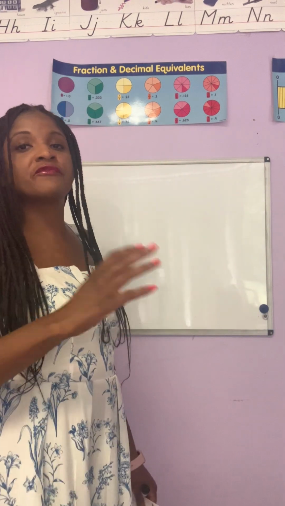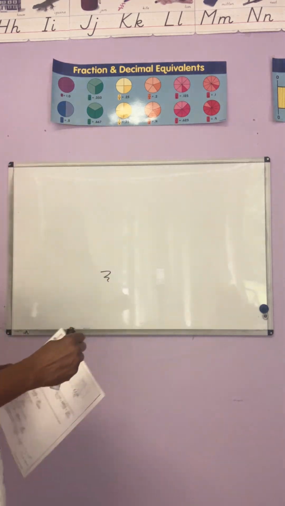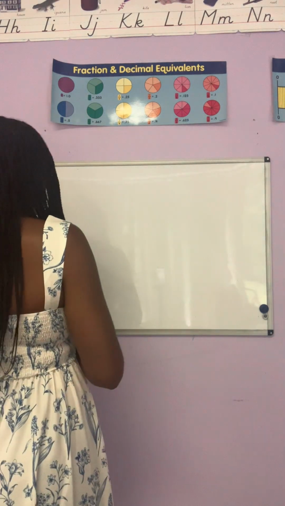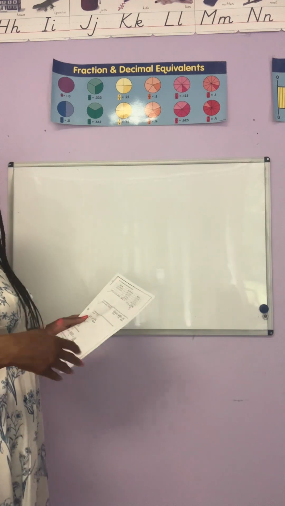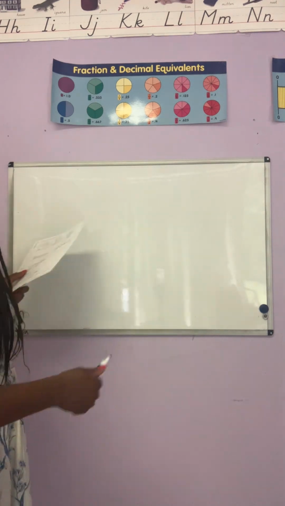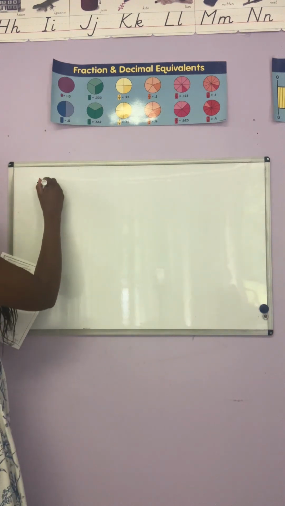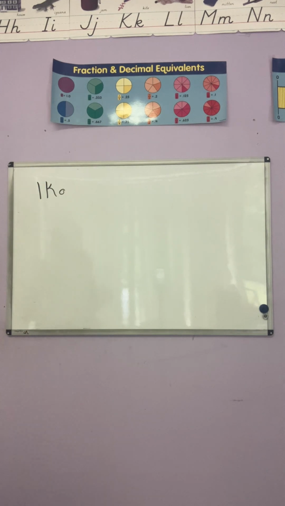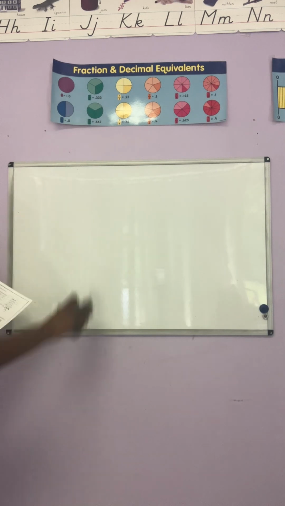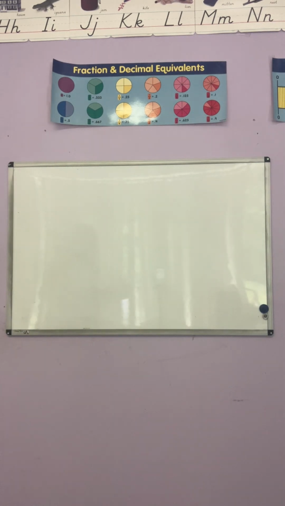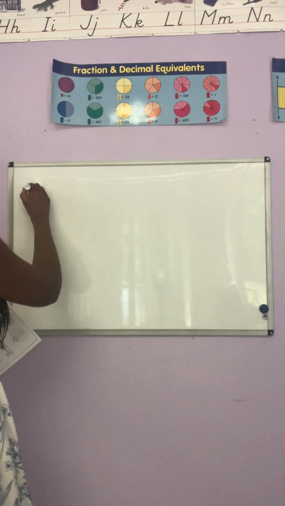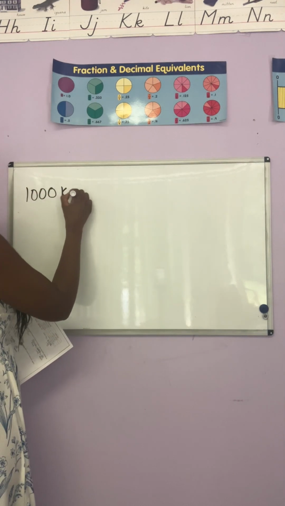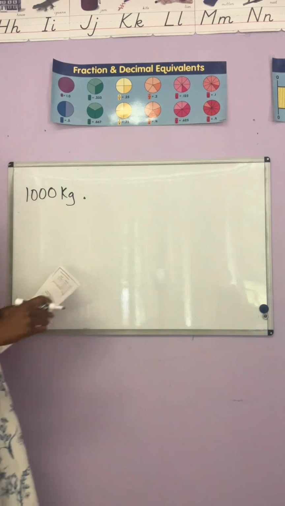Sometimes you have to convert between different units of measurement, say from the metric system to the customary system. So in this example, you have 1,000 kilograms, and we want to change that to pounds. We're starting off with 1,000 kilograms, and we want to know how many pounds that will be.